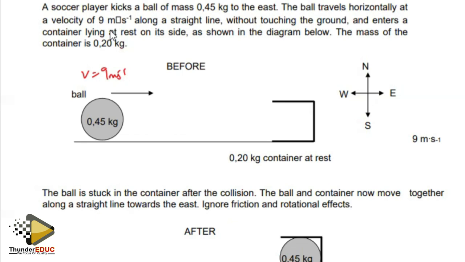And we know that its velocity is 0. The ball is stuck in the container after the collision. And then the ball and container now move together along a straight line towards the east, so the direction is still the same.